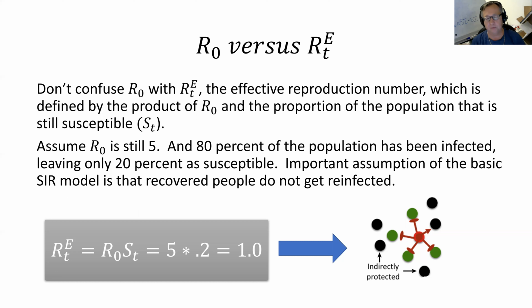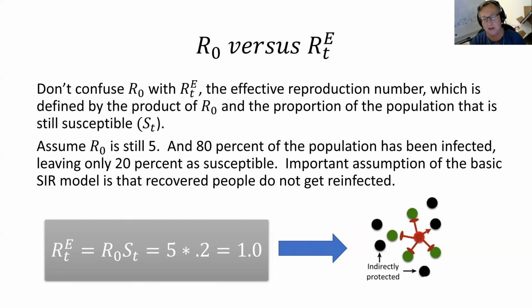Now it turns out 1 is a very special number, because if we think about this back to the green dots and the black dots, in this case, the red dot, when the susceptible population is 20% of the population, or 0.2, he's still going to be running into 5 people, but 4 of those people, the green dots, are no longer susceptible because they've already been infected or they've already recovered from the infection. And so despite the fact that he runs into 5 people, he's only going to infect 1 of those 5 people.